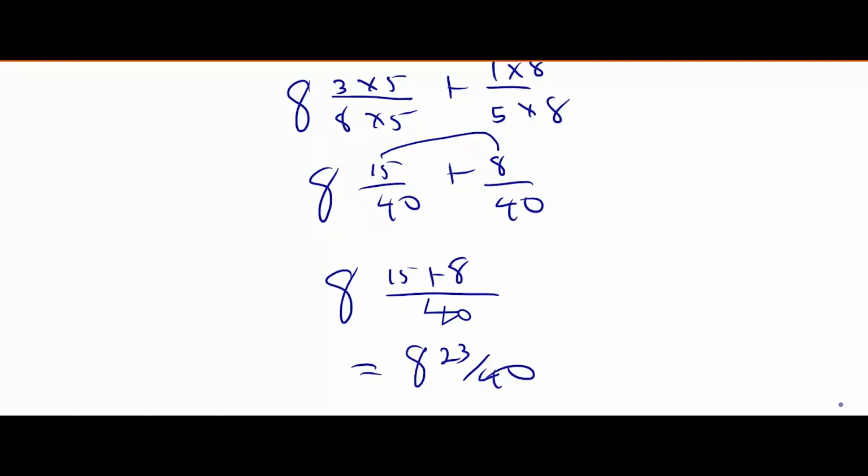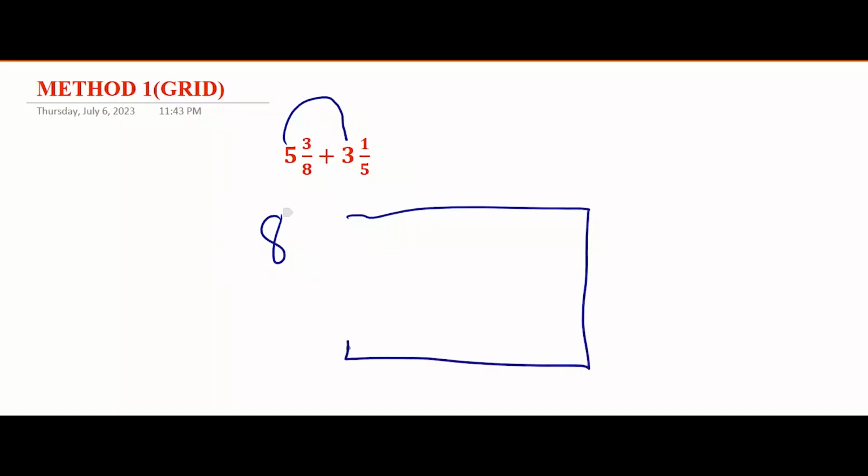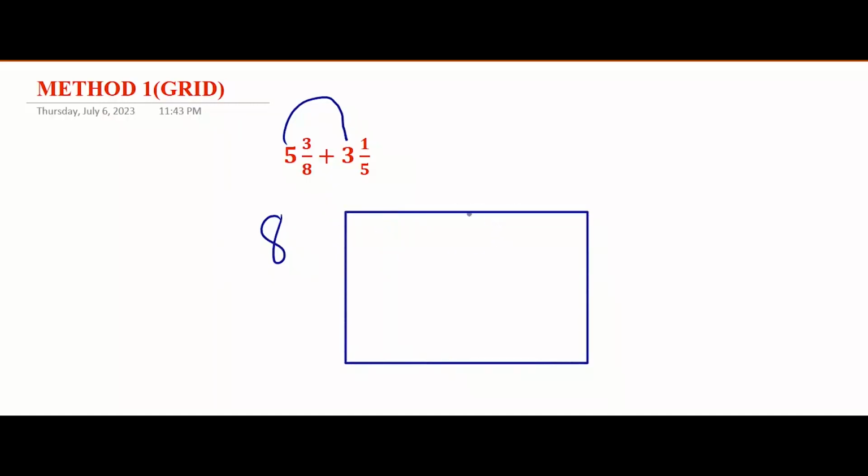Let's look into the last method, that is the fourth one, which is the grid method. So we also need to add the whole numbers. So this will be 8 whole. Then we can now draw the rectangle. Okay, so we divide it into 2 columns and 2 rows. So we cross out this. This is out of use. Then we have 3 out of 8 here. Then 1 out of 5.